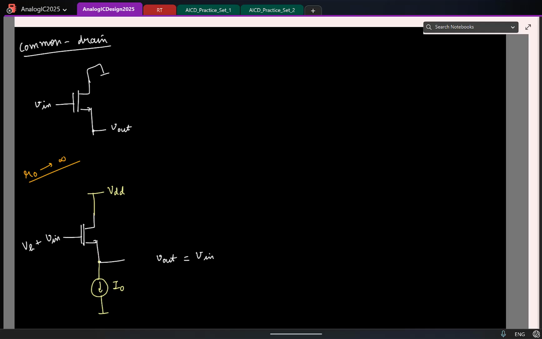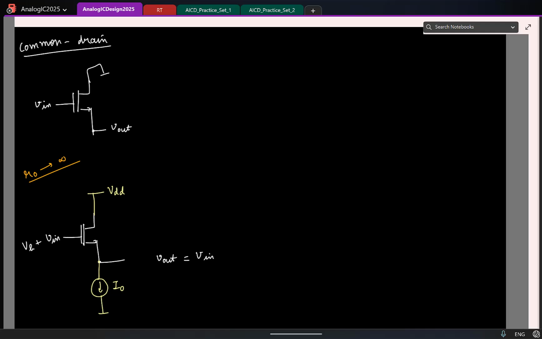Please remember, I have ignored R0, which means the current only depends on what voltage? VGS. R0 is infinity, so the current does not depend on VDS. It only depends on VGS. If the current has to be constant, VGS has to be constant. Which means if the gate changes slightly, the source will faithfully track the same change to make sure that the VGS is constant. Is that clear?